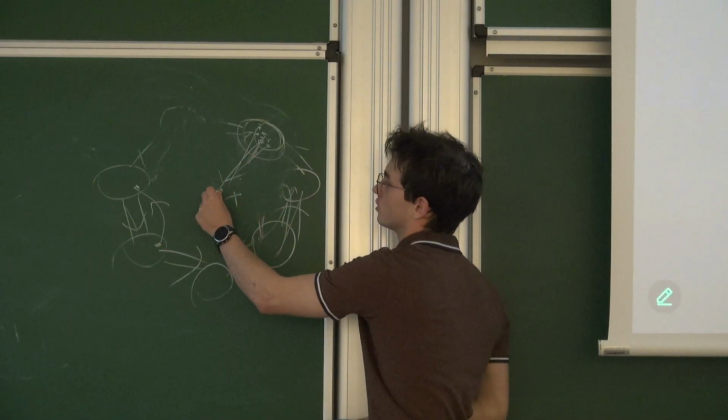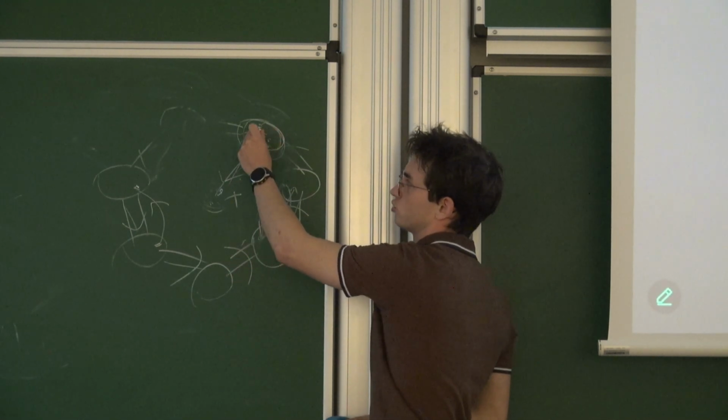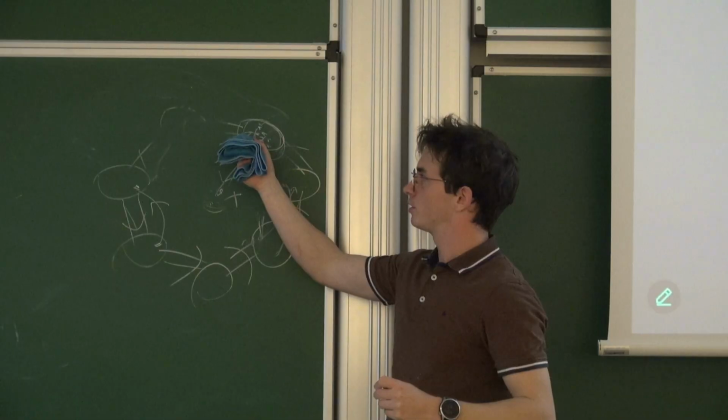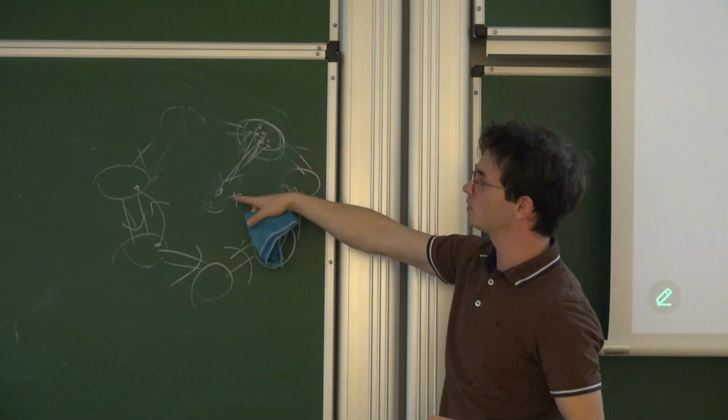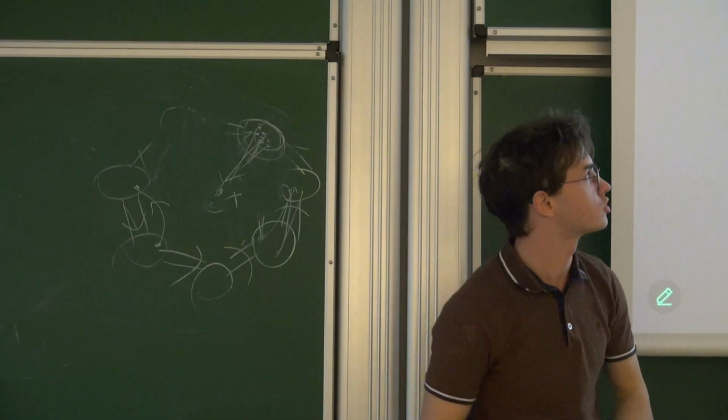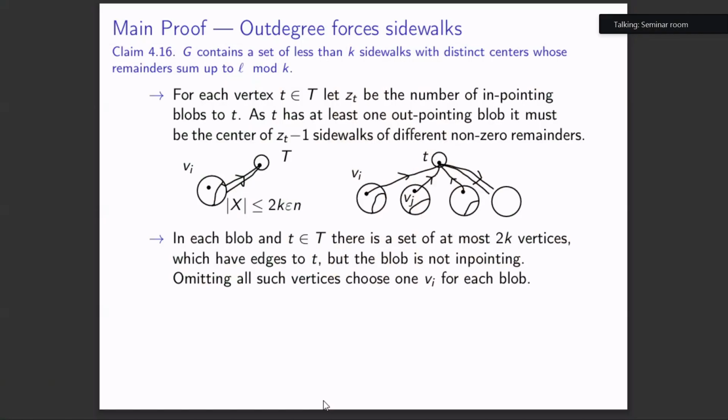Yes, so every T creates at most 2k minus 1 problematic vertices in each blob, which are going in, and at least 2k minus 1 vertices in each blob which are going out. So the size of X, which is the set of problematic vertices, is also bounded. So this should not be 2k, it should be 4k instead. It's bounded by 4k epsilon n for every blob. But this is generally pretty small. This is some lower order of magnitude to n.